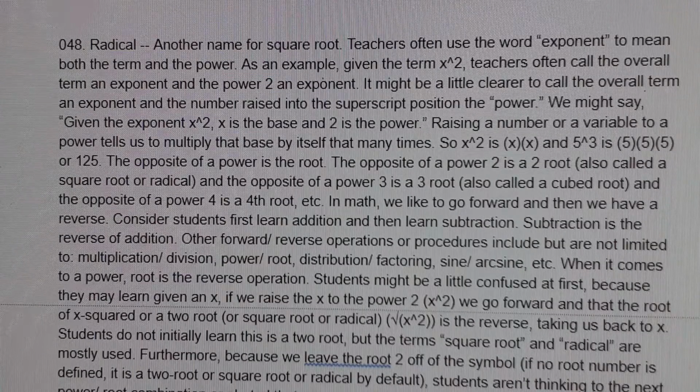Radical is one of the several names of the opposite operation of a power 2. Synonyms: 2 root, root 2, root (if not denoted the default is a 2 root), square root. Antonyms: 3 root, 4 root, etc. Related words: superscript, subscript, square, cube, area, volume.